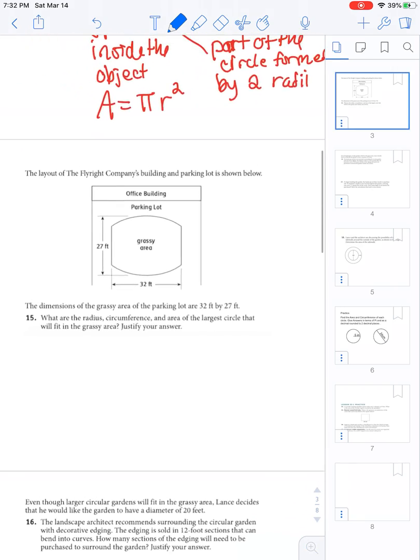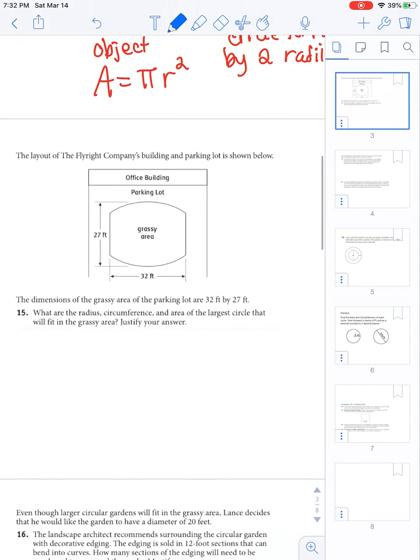So now, today's focus is on the area and circumference. If we come back to this problem, here is the layout of the Fly-Right company's building with the parking lot shown below. And we want to put a garden into this grassy area right there in the middle. The one thing we want to know, if the grassy area of the parking lot has dimensions 32 feet by 27 feet, we want to know the largest possible circle that will fit inside this grassy area.